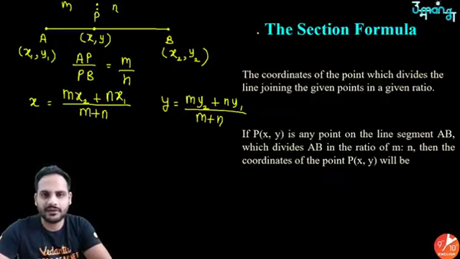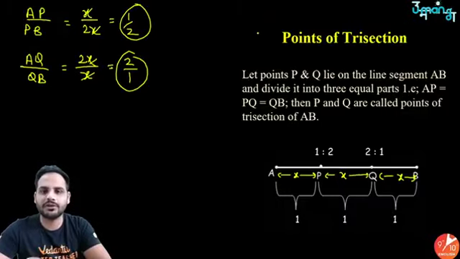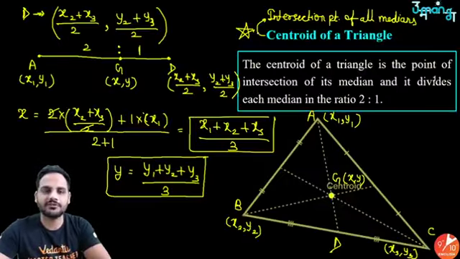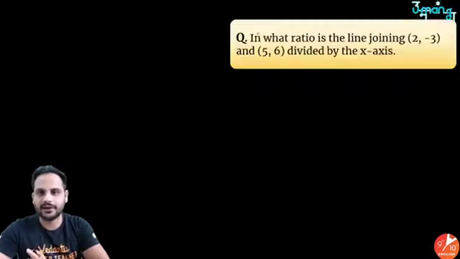Section formula we have done. Based on the section formula only, we have got the midpoint formula, and then based on the section formula only, we have got the centroid, the coordinates of the centroid. Okay, let's solve the questions now.